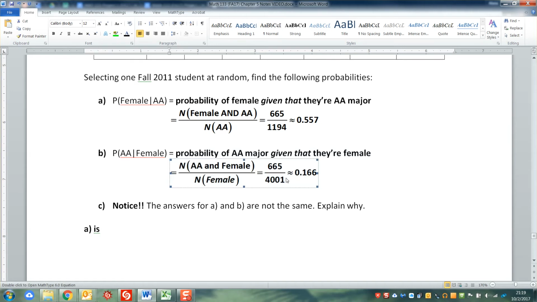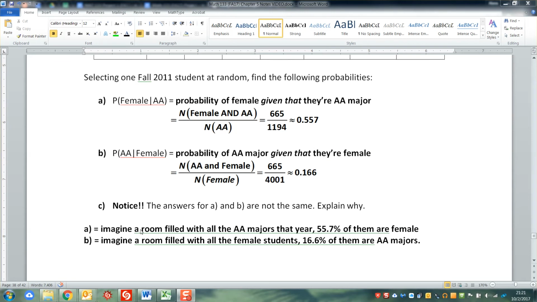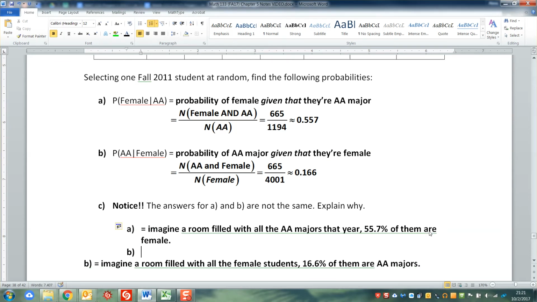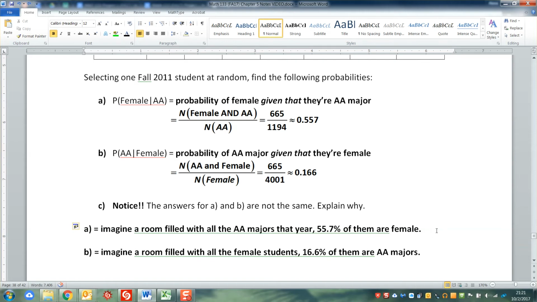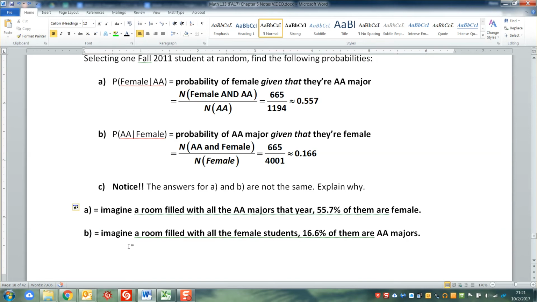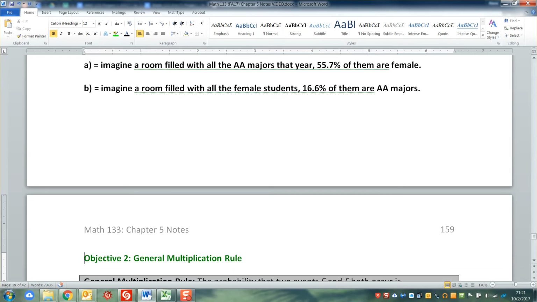Take all 4,001 female students in a room and you expect 16.6% of them to be AA majors. So let me type that up. There. So letter A was imagine a room filled with all the AA majors that year. Then over half that room would be female. And letter B was imagine all the female students, like everybody in the room is female. Then you'd expect 16.67% of them to be AA majors.